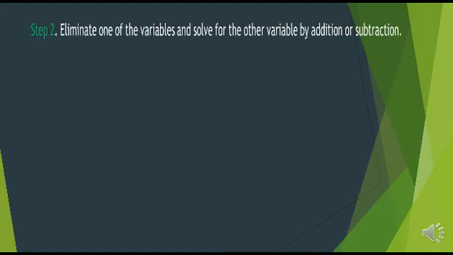Okay, step 2, eliminate one of the variables and solve for the other variable by addition or subtraction. Again, negative 2x plus y equals 2 and negative x plus y equals negative 1. So what are we going to eliminate? Since we have the same, according to step 1, okay, so let us go back to step 1.